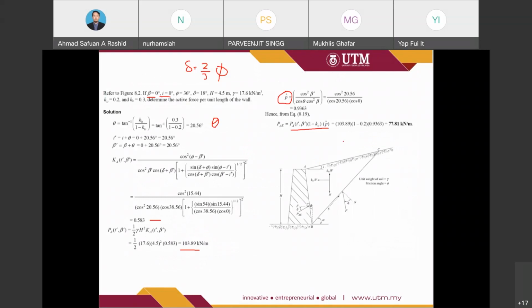Then for the 1 minus KV, it is 1 minus 0.2. So the final value for this lateral earth pressure due to the earthquake is equal to 77.81. So this is the solution for this problem.